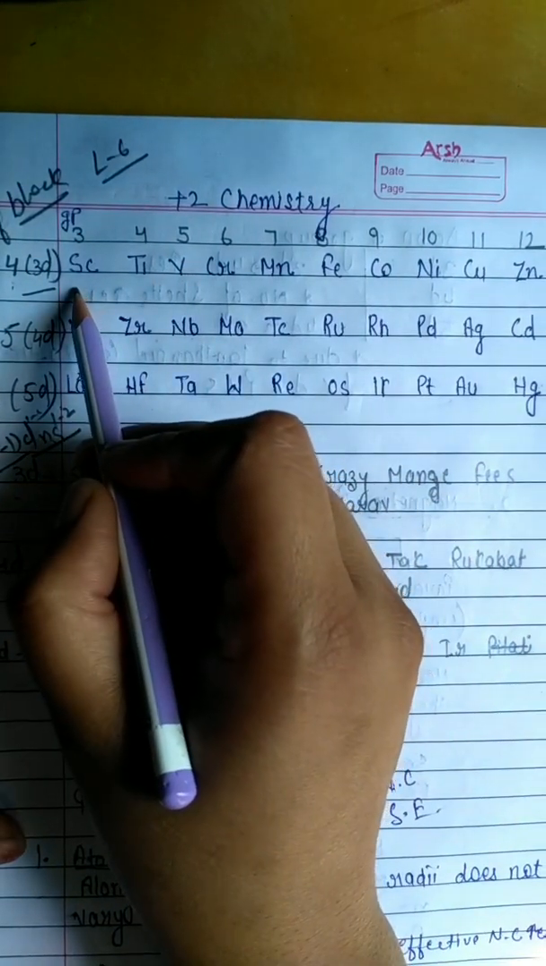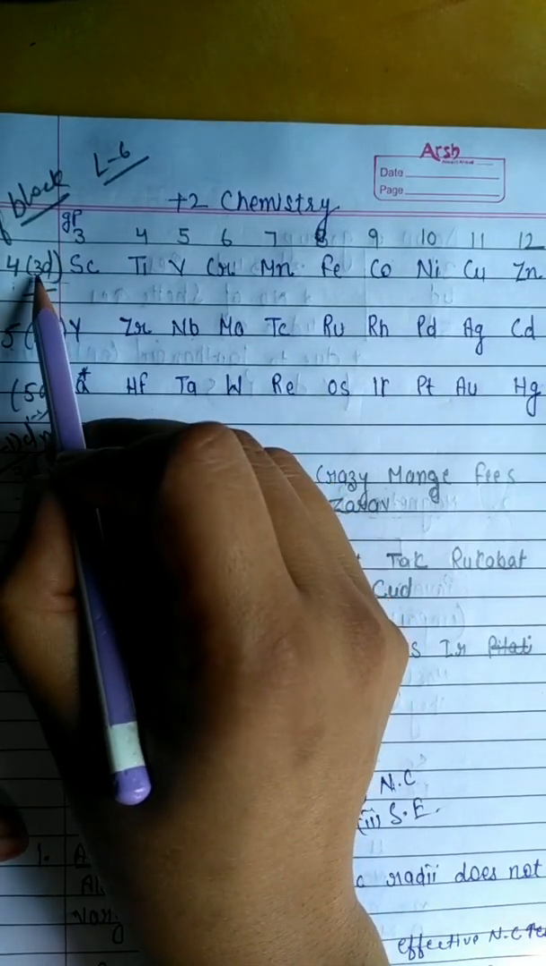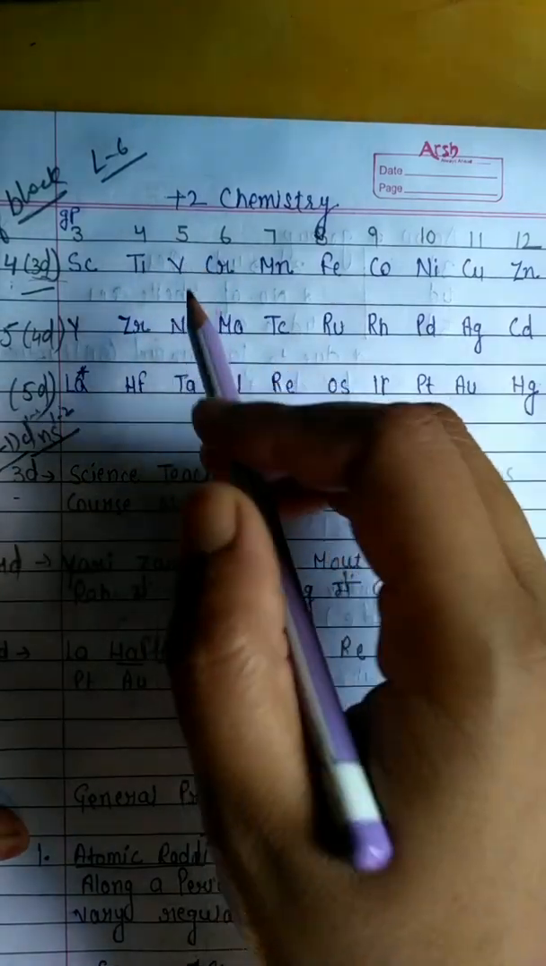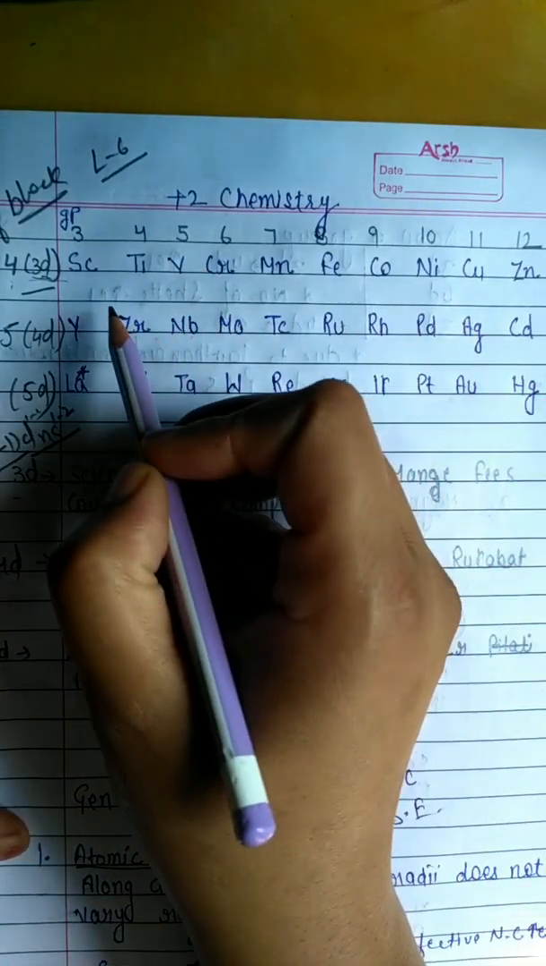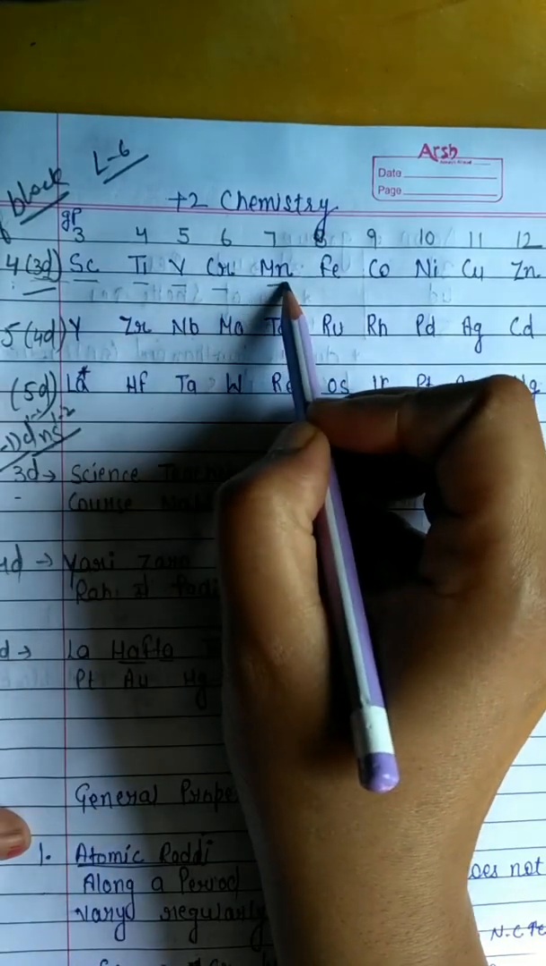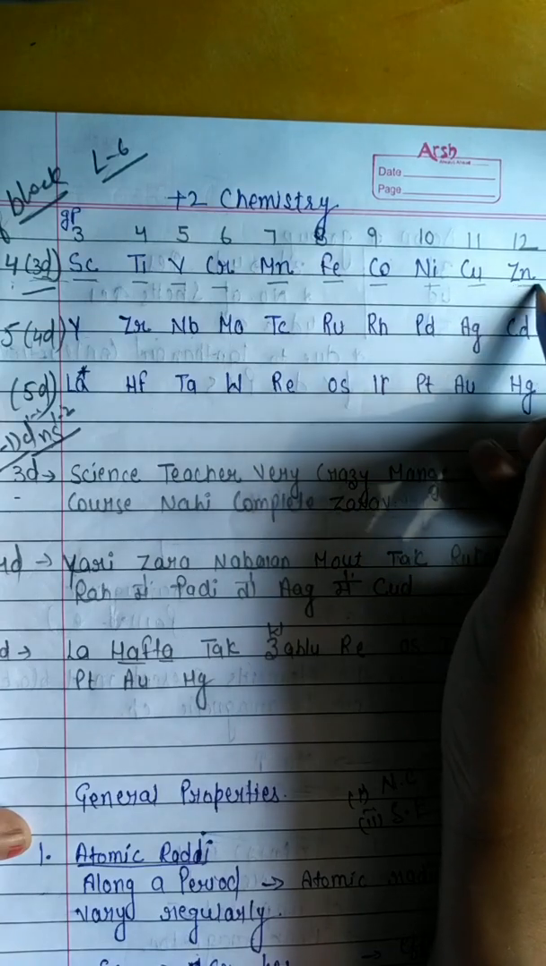Now first we discuss the fourth period, the 3d orbitals. The elements present in the 3d orbitals are scandium, titanium, vanadium, chromium, manganese, iron, cobalt, nickel, copper and zinc.